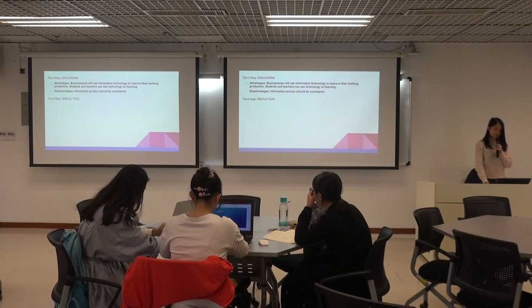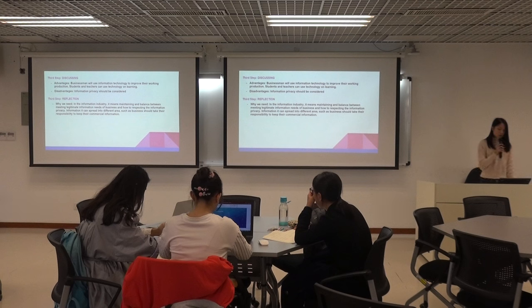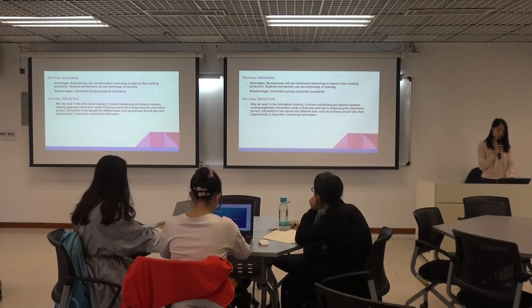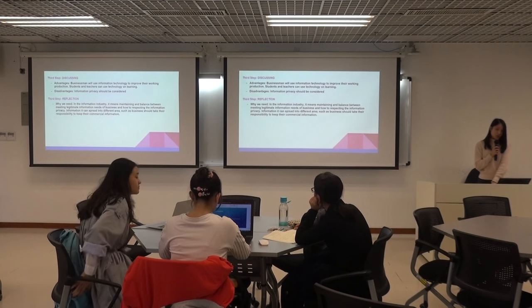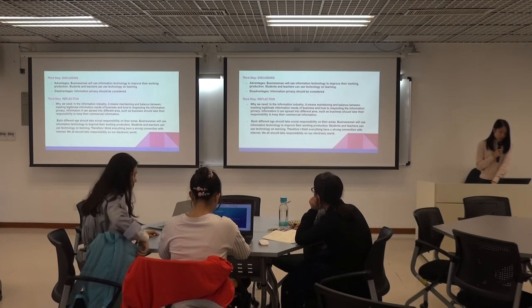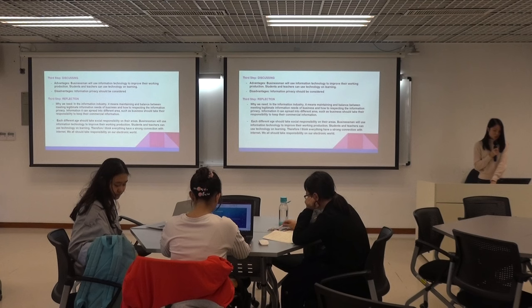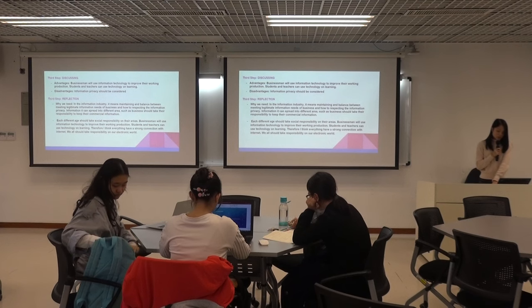And the third step is reflection. So why do we need, in the information industry, to maintain a balance between meeting the legitimate information needs of business and how to respect information privacy. Information can spread into different areas, such as business, which should take responsibility to keep their commercial information. And each different age group should take social responsibility in their areas.